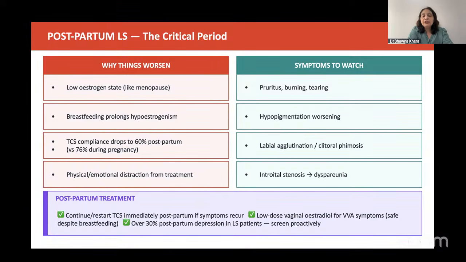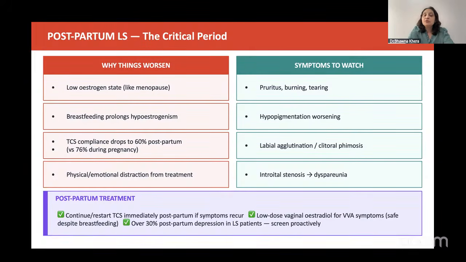So what do we need to do? Continue or restart the corticosteroids. We can add the low dose vaginal estrogen here for the vulvovaginal atrophy. This is safe, absolutely safe. This estrogen does not go to the baby, so we can carry on with that.